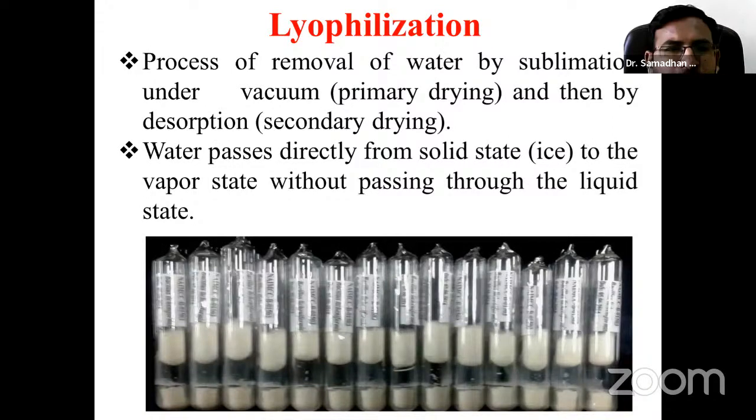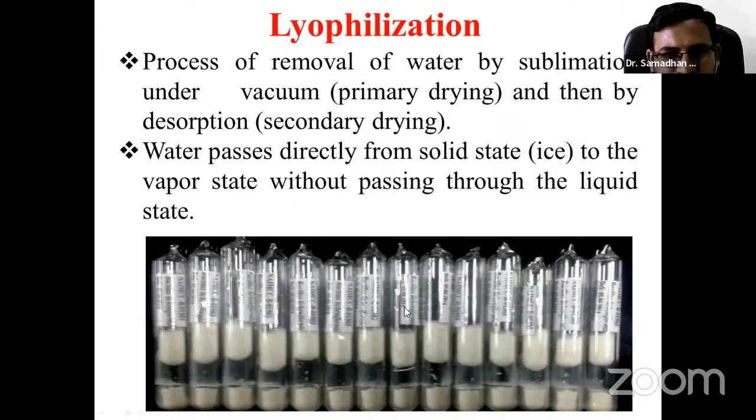It is, as just said, freeze drying. It is a process of removal of water by sublimation under vacuum. That is the first step, the primary step, primary drying. And then by desorption of this water, this is secondary drying. The water passes directly from solid state to the vapor state without passing through the liquid state.